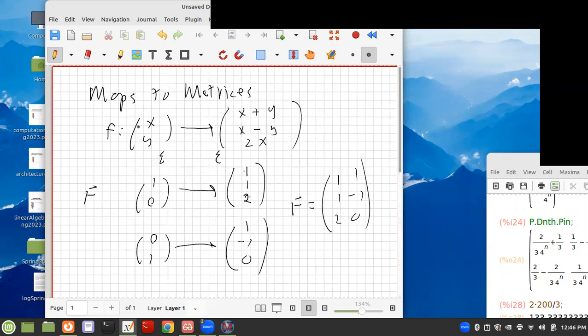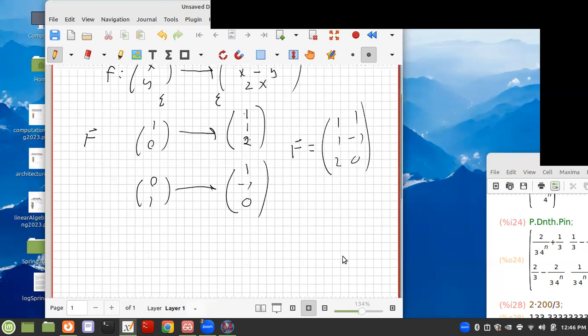X minus Y would be 0. So if the first one is X is 1 and Y is 0, that's 1, 1, 2. The second one, Y is 1 and X is 0, so it'll be 1, minus 1, 0. But that's sort of the simple case, so let's repeat the same map.